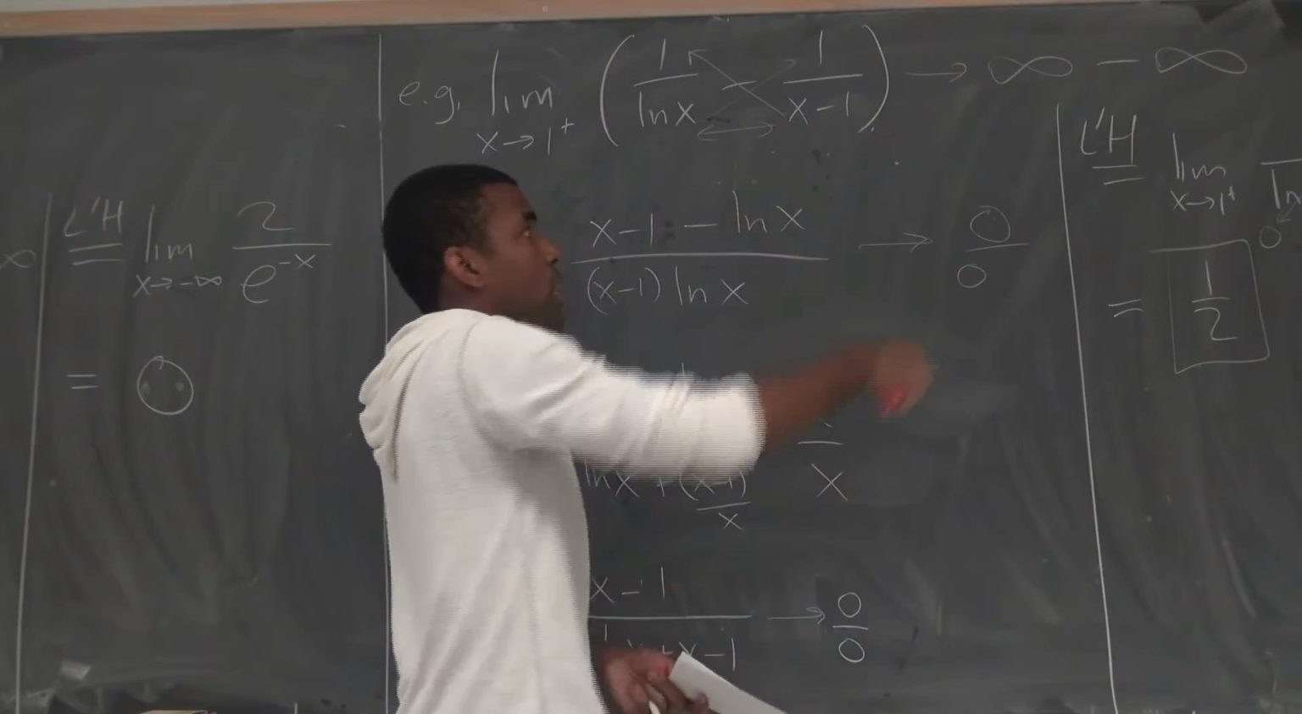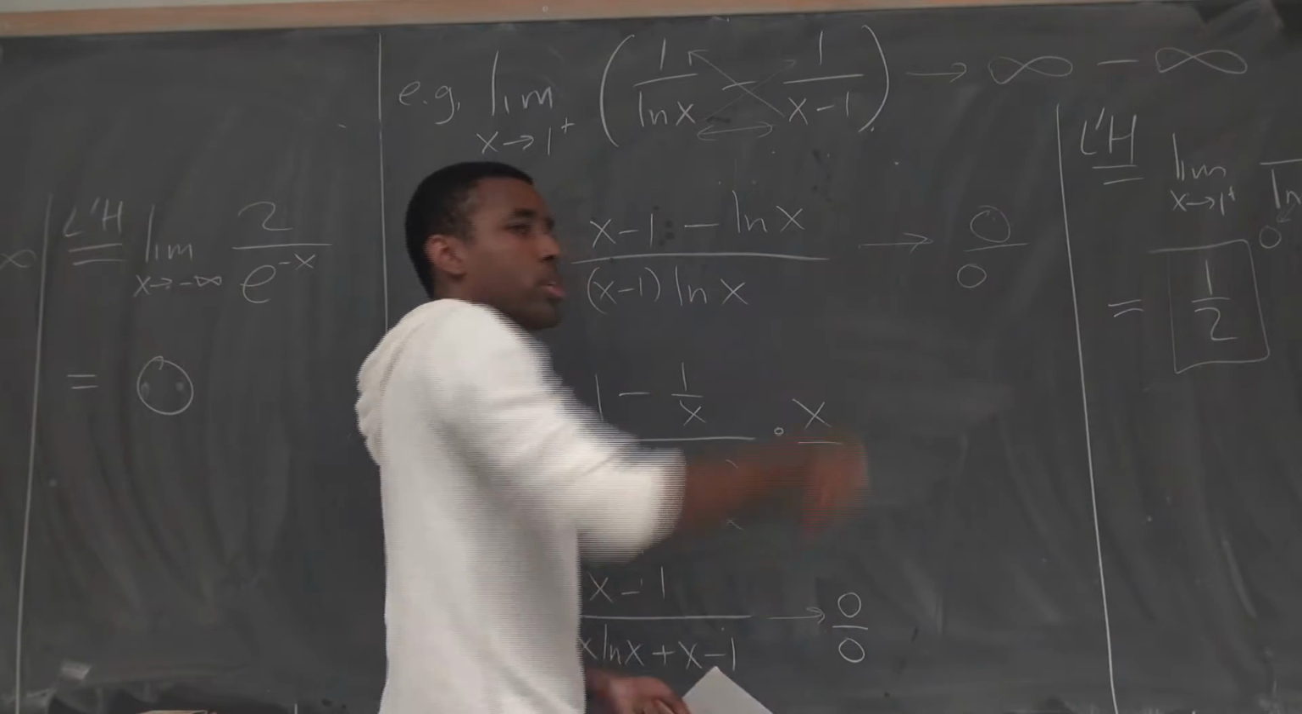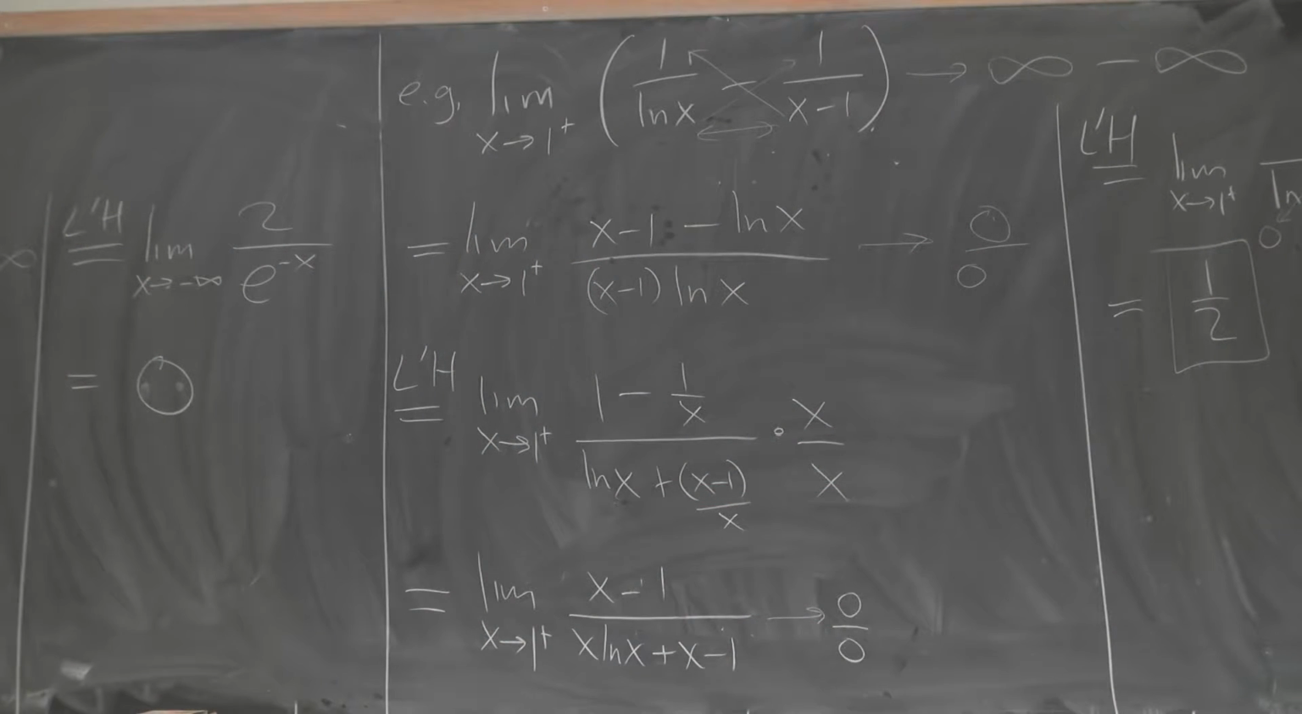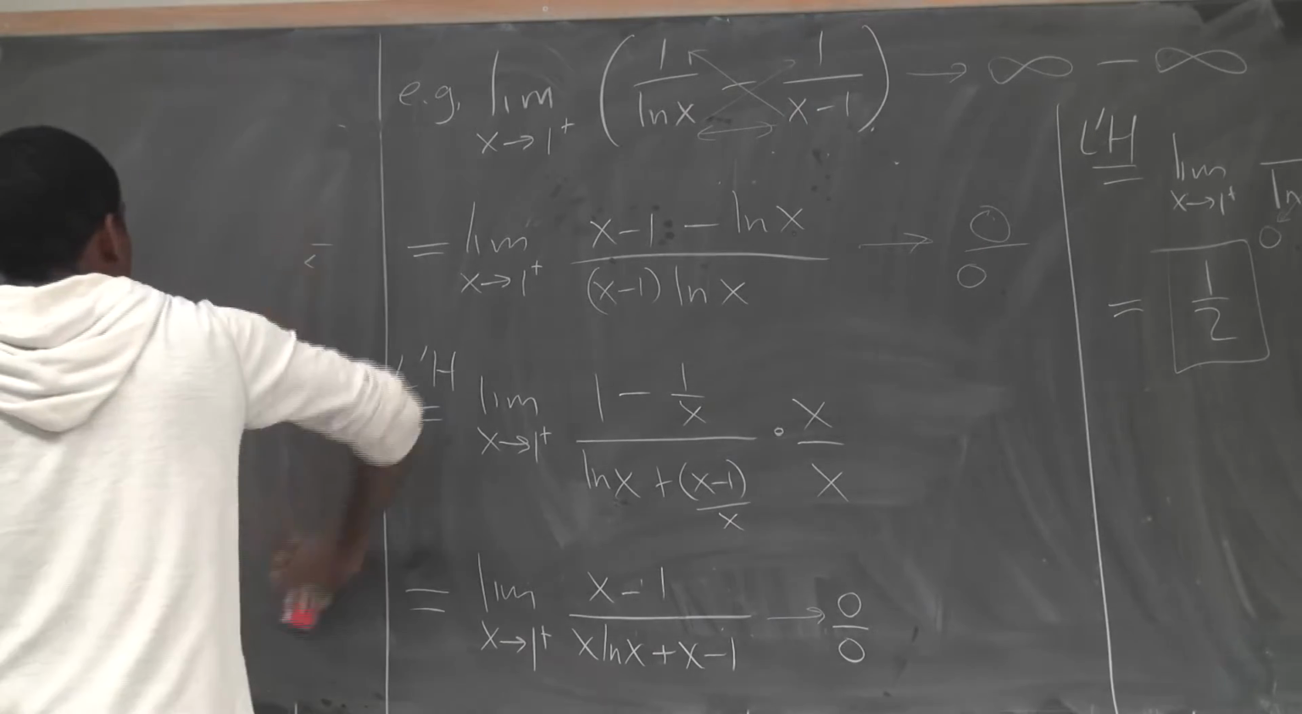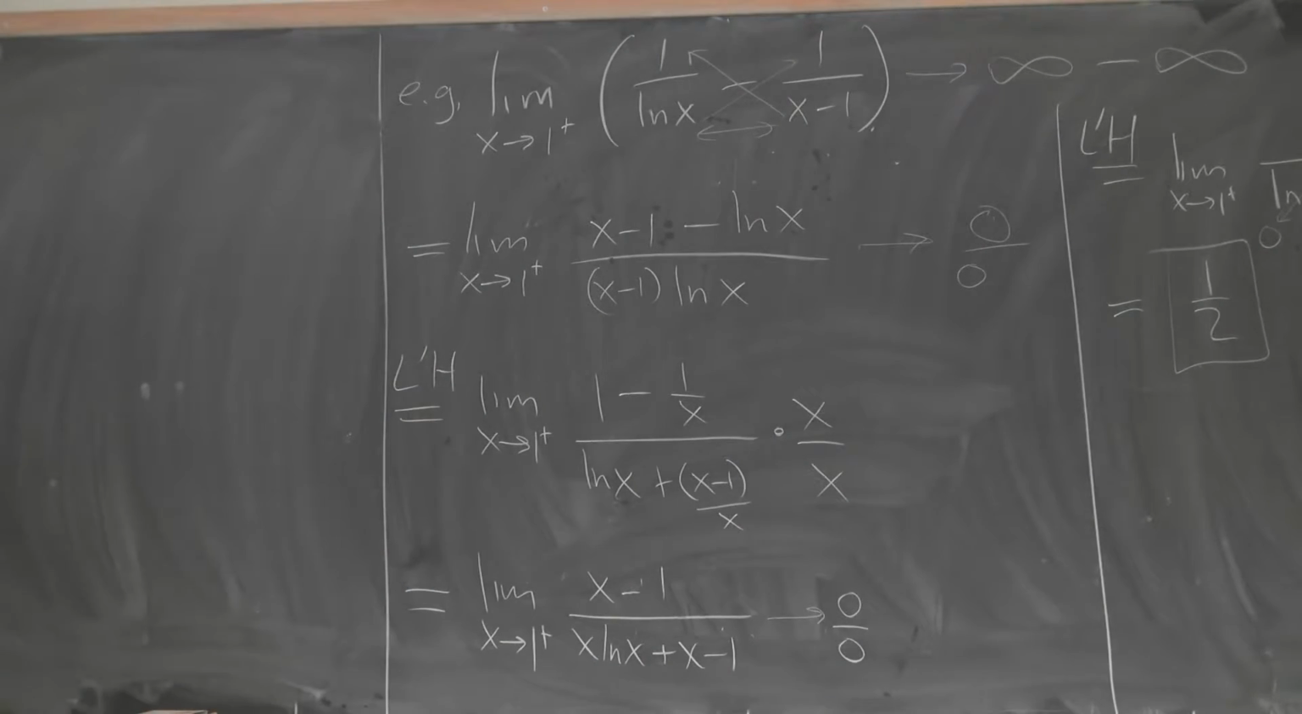Here I had 2 fractions subtracting. Combining the fractions was a way to get one big fraction. It was a way to help myself out. So let's make things a little bit harder because it's too easy so far. Using logs and exponentials to help with L'Hopital's rule.